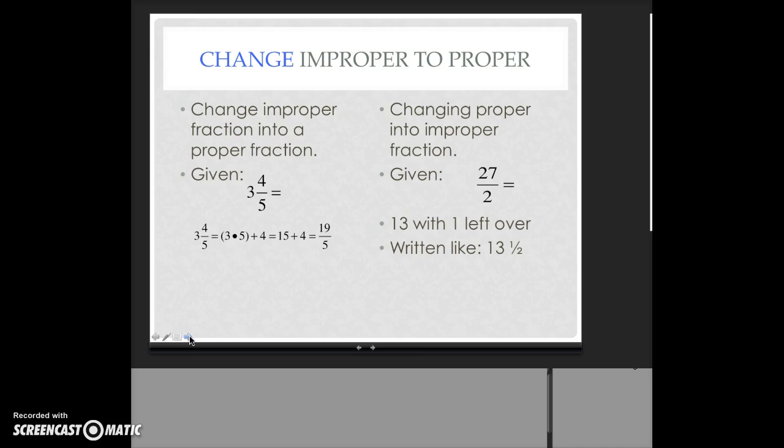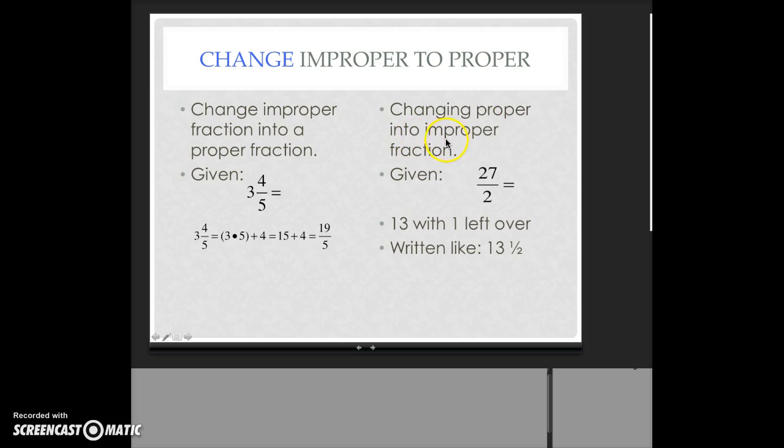Change the mixed fraction into an improper fraction, like 3 4/5. If I want to take 3 4/5 and change it to an improper, this is a mixed form right now, so we want to change this mixed form into an improper fraction. We multiply the 3 times 5, so 3 4/5 can be said to be 3 times 5 plus 4. So 3 times 5 is 15, plus 4 is 19, and we use the same denominator, 5. So 19/5 is our improper fraction of our mixed number.